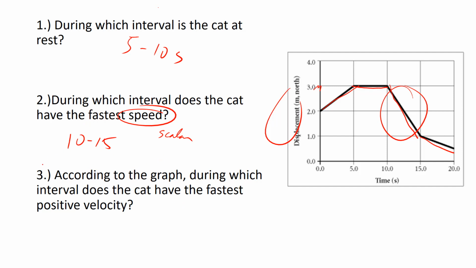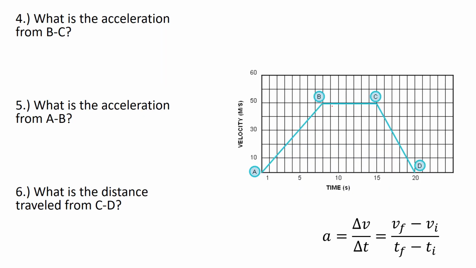But if you're answering the third question, fastest positive velocity, and really they don't have to say positive velocity, they can just say velocity, direction does matter. So I'm looking for the greatest positive number. The fastest positive velocity would have to be this one, because none of these other ones are actually going positive. So right here is the winner, because it's the only one.